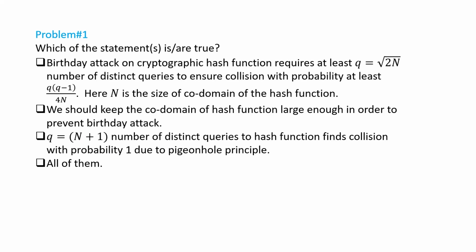So we should keep the codomain of the hash function large enough in order to prevent birthday attack. That is true. And the reason being the third statement, that q equal to n plus 1 distinct queries to the hash function finds a collision with probability 1 due to the Pigeonhole principle. So in order to prevent this kind of trivial attack, we should keep the codomain of the hash function large enough.